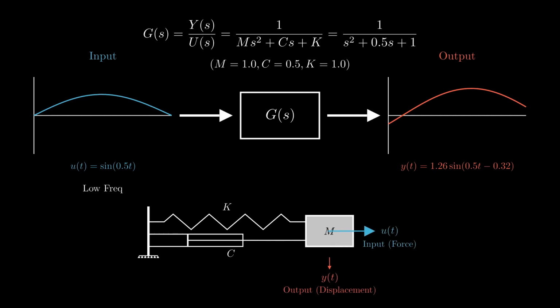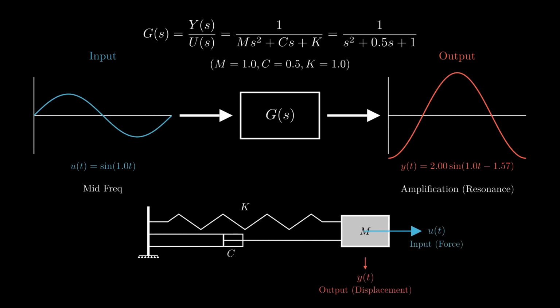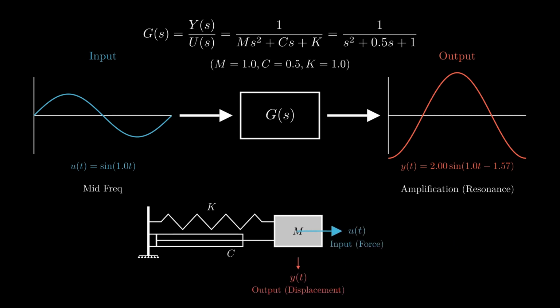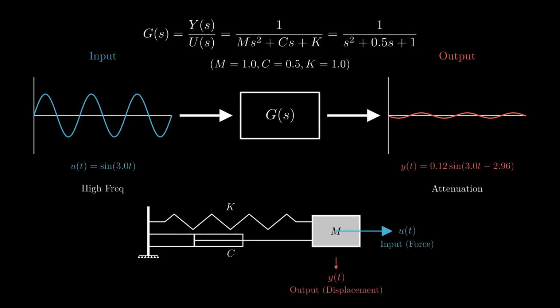As you increase the input frequency toward the resonant frequency, the output amplitude increases and the phase begins to lag. When you go well beyond the resonant frequency, the phase approaches nearly 180 degrees lag, while the amplitude rapidly becomes very small.